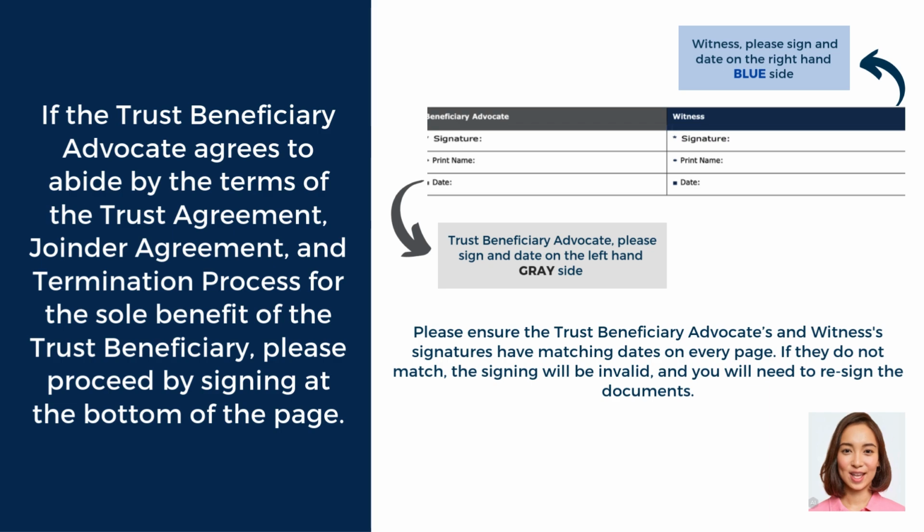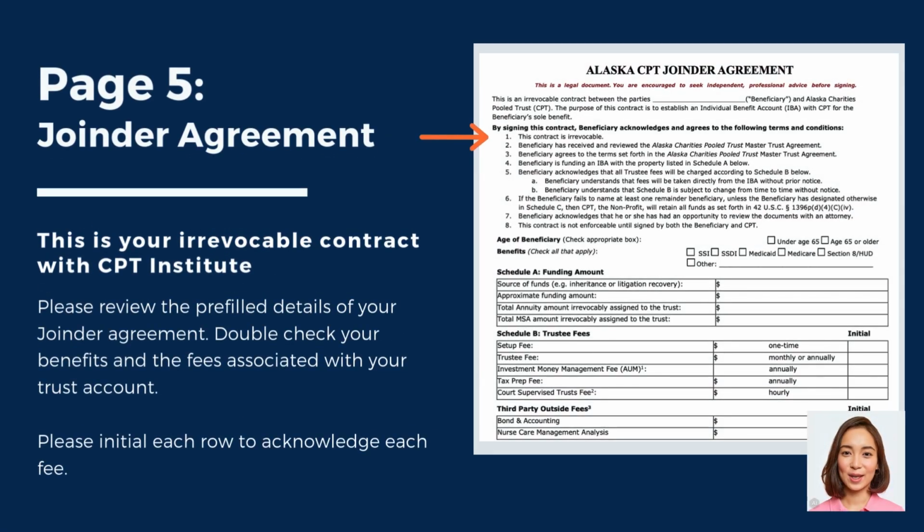The trust beneficiary advocate must sign and date in the gray area, while the witness should sign and date in the blue area. Page 5 is the joinder agreement, which is an irrevocable contract between the trust beneficiary and CPT Institute. This is a legal document. You are encouraged to seek independent, professional advice before signing.